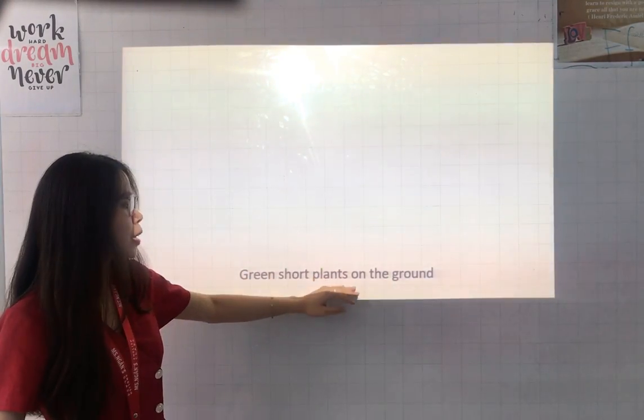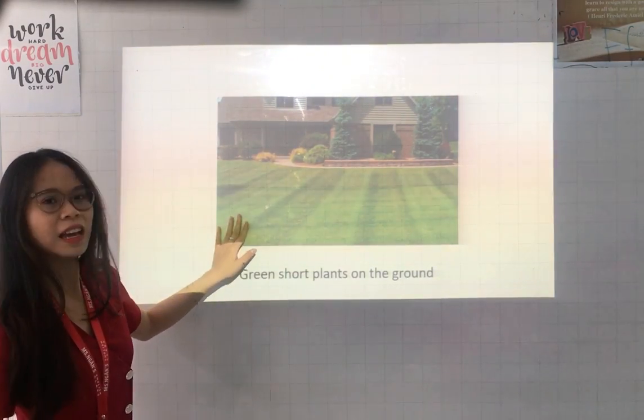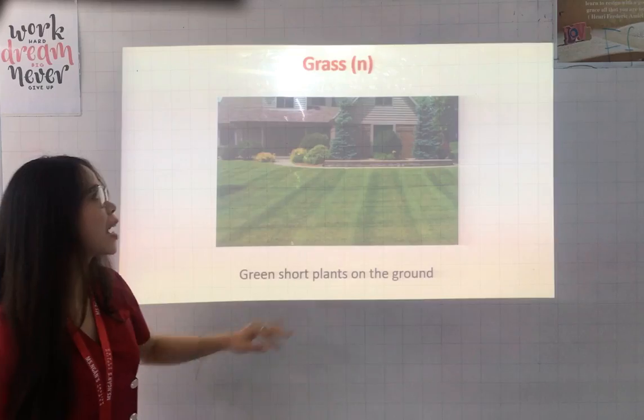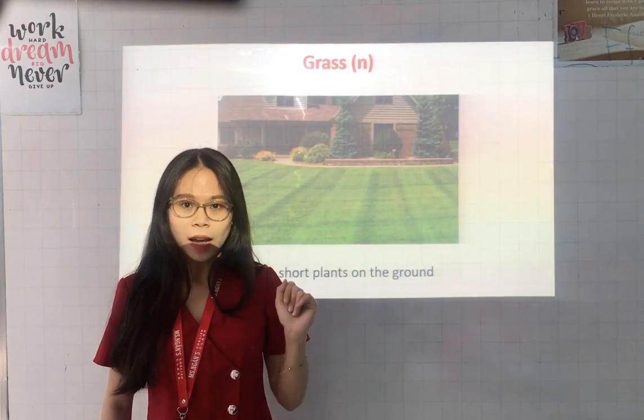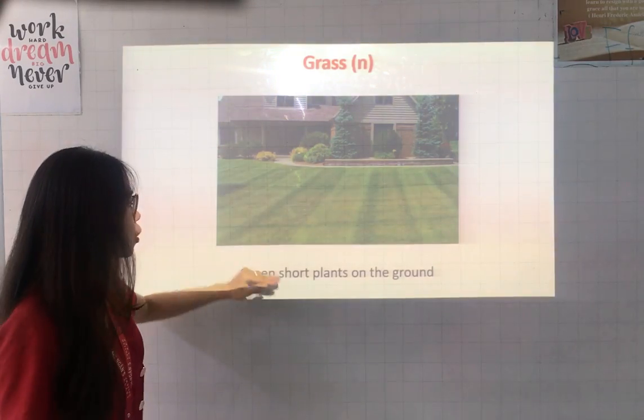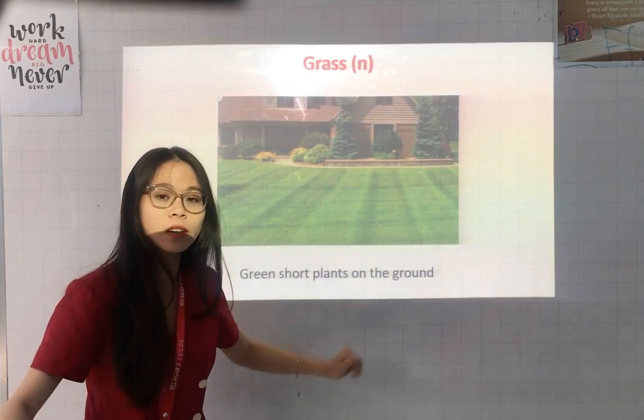Green short plants on the ground. Here, we can see here. Okay, a few of them. So we say grass. Grass. Okay, so grass is the short and green plants on the ground.